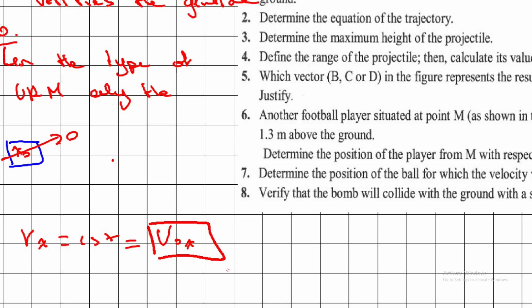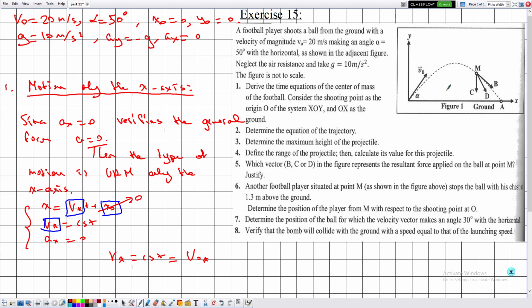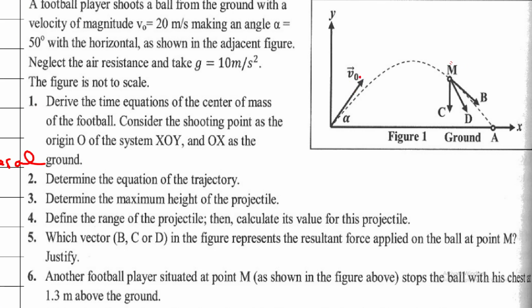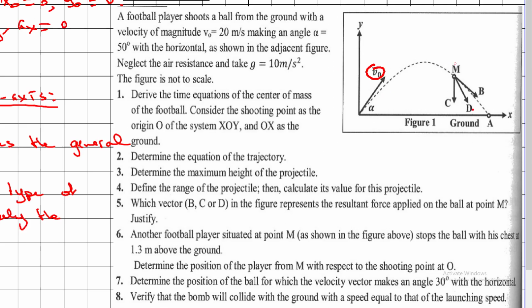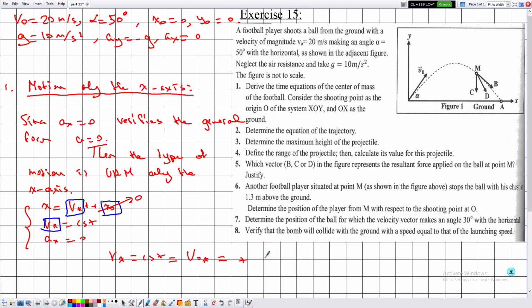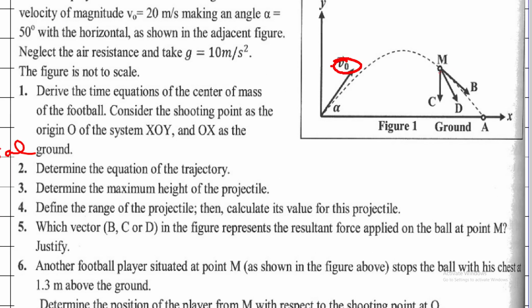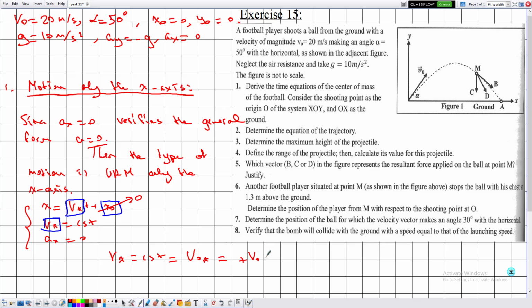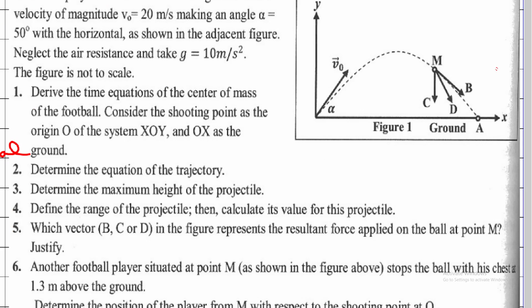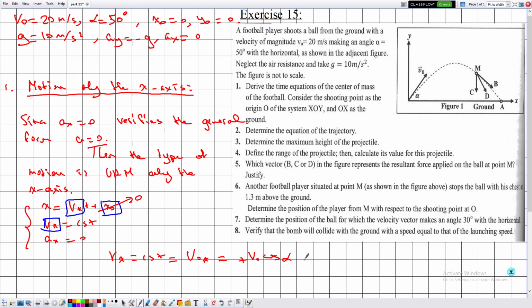Recall that V0 is the magnitude of the V0 vector, which is equal to V0x i plus V0y j. So this is determined from the projection. So what's the projection of V0 along the x-axis? It's pointing in the same direction, which is positive, so it's plus, and its magnitude is given by V0 multiplied by the cosine of the angle between V0 and x, which is alpha, so it's equal to V0 cosine alpha.